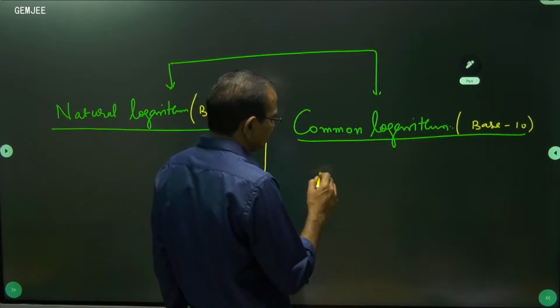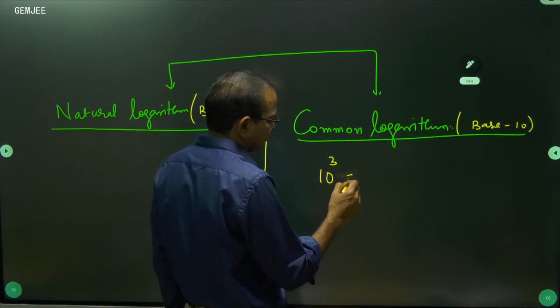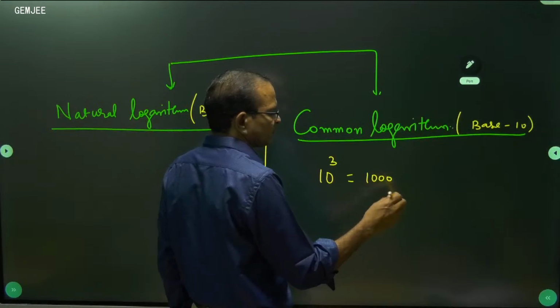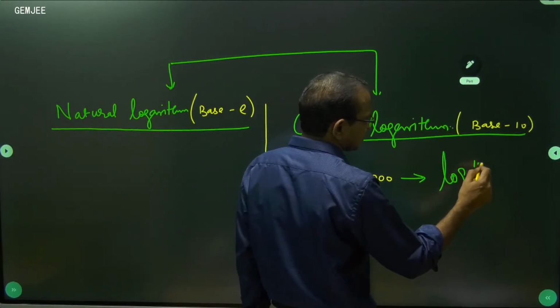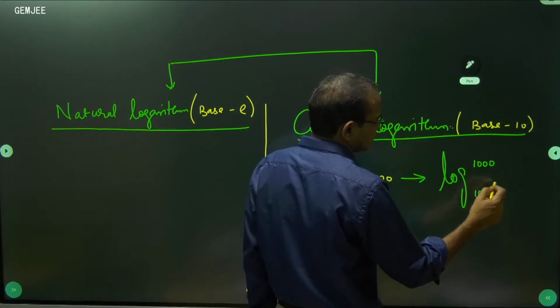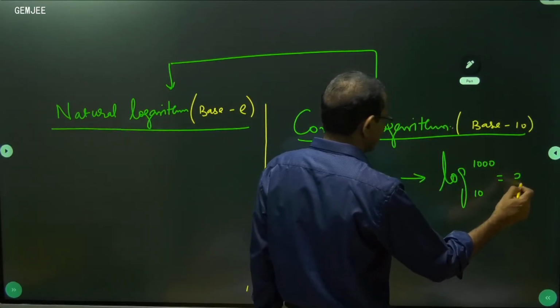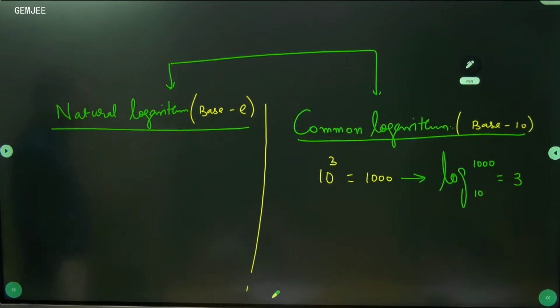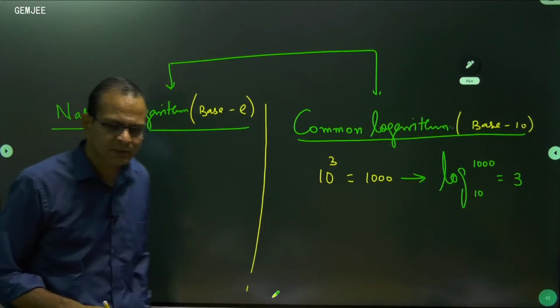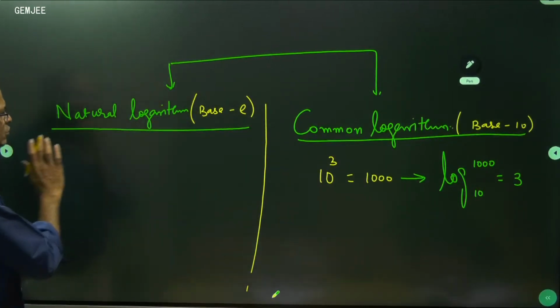What is it? 10 cube equal to 1000 implies log of 1000 to the base 10 equals 3. This is what is common logarithm. Right? You got it? Good. What is natural logarithm?